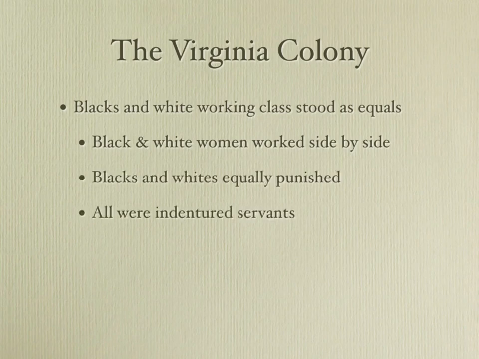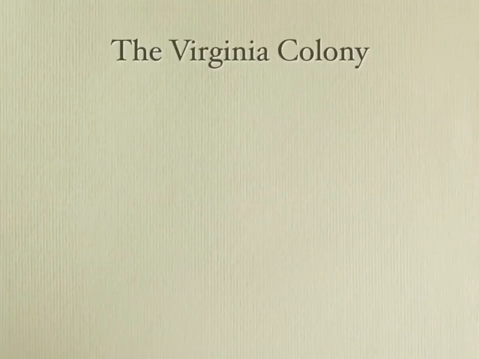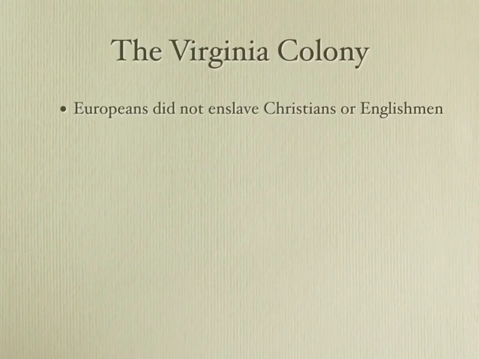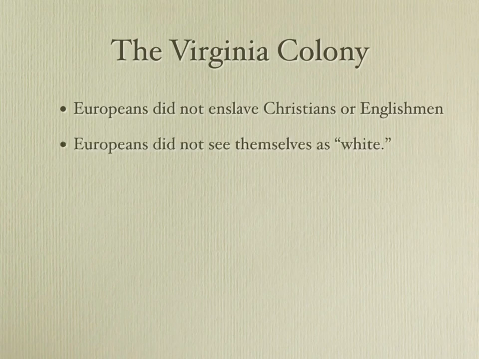So here, blacks and whites are equally punished. All indentured servants are indentured servants. One of the other things that's important here, and we saw this with those 20 Africans that were brought into Jamestown, is that Europeans did not enslave Christians or Englishmen. People didn't see themselves as being white or black or what have you. They saw themselves as being Christian or non-Christian, or as being Englishmen or Frenchmen or German, etc.